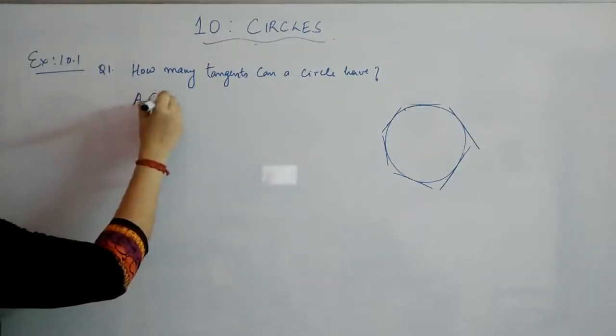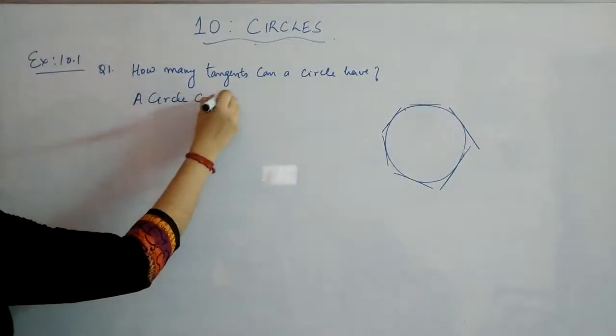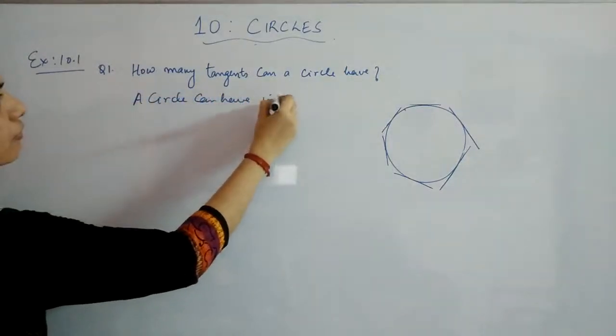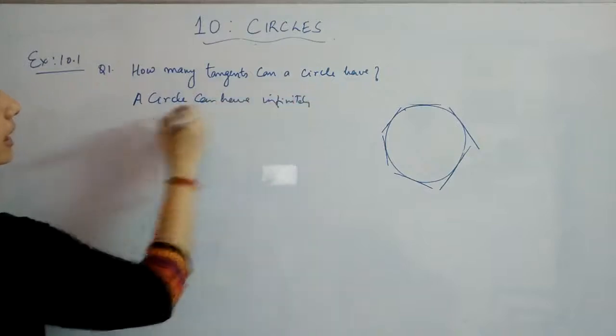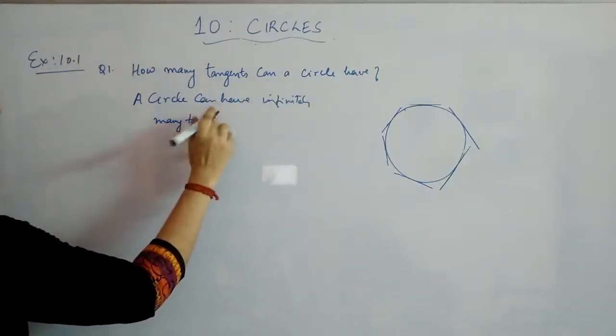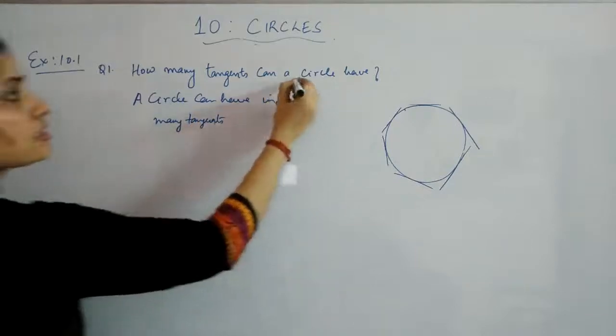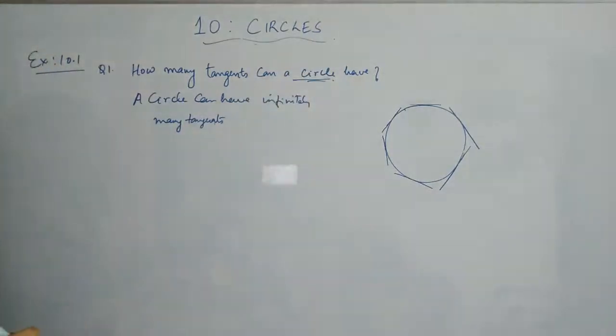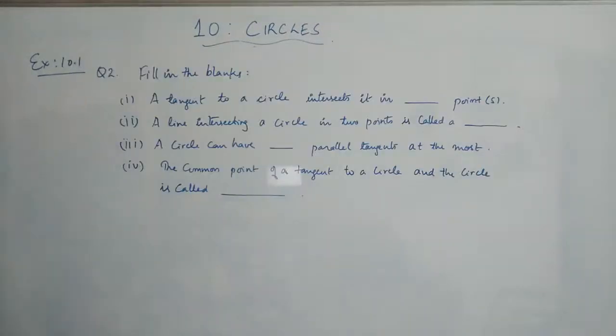So a circle can have infinitely many tangents, if the question is like that. But if the question is how many tangents can be drawn from a point on a circle, then it is only one. Okay, question number 2 is fill in the blanks.